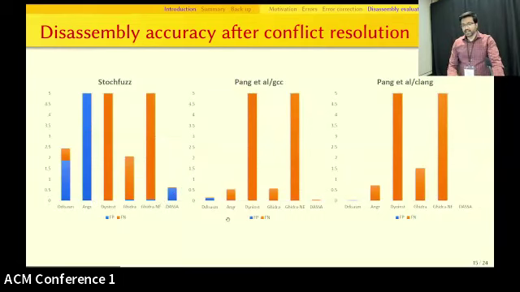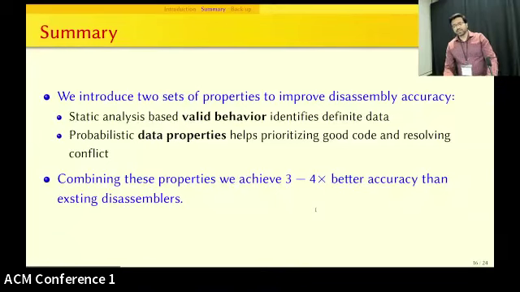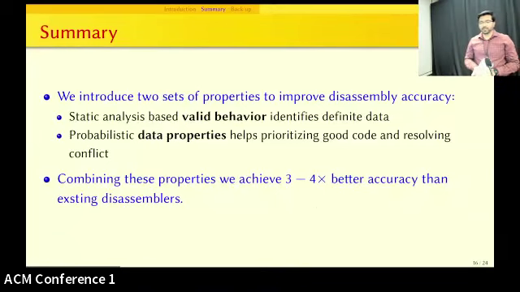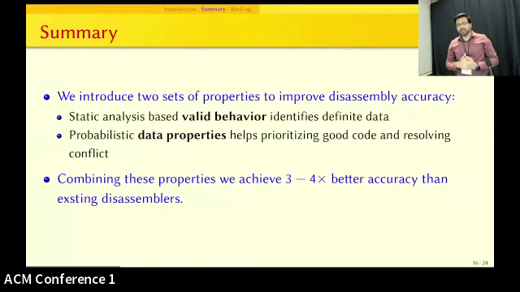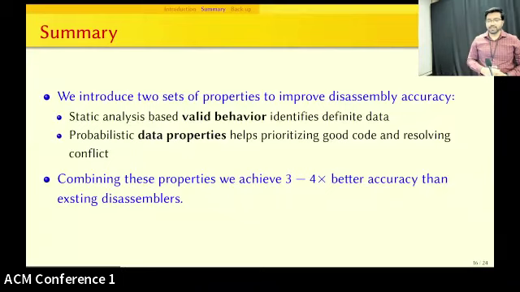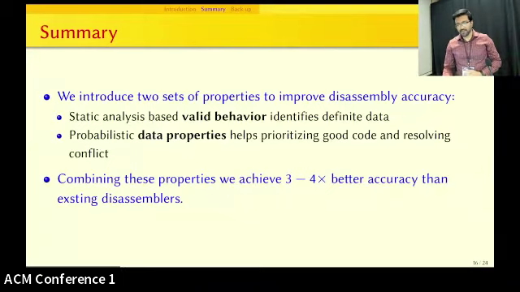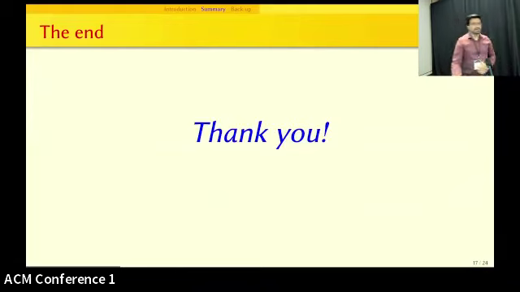And when it comes to real world binaries, our disassembler is able to produce near zero false positive and false negative error rates. To summarize, we introduced 2 sets of properties to improve disassembly accuracy. Static analysis based valid code behavior identifies data, and the probabilistic data properties help us in prioritizing good code and resolving conflicts. Combining these 2 properties, we achieve 3 to 4 times better accuracy than existing disassemblers. Thank you. I'll take questions.